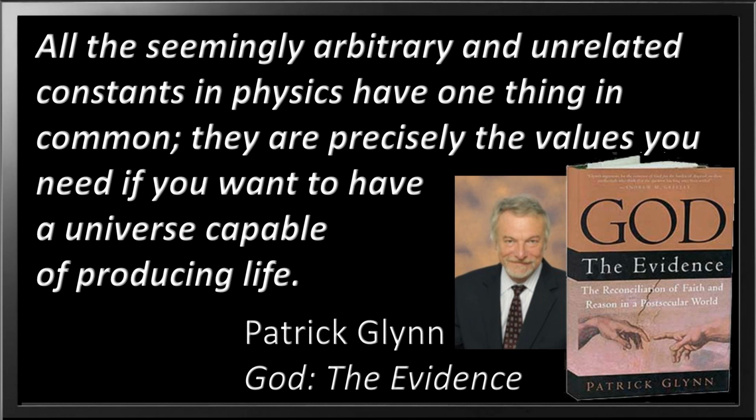Patrick Glynn, in the book God Evidence, says, all the seemingly arbitrary and unrelated constants in physics have one thing in common. They are precisely the values you need if you want to have a universe capable of producing life. That's what seems to be in common with all these things. If you were looking for a commonality, that's it. They have to be exactly what they are in order to produce life. That's me and you, and every other form of life we have on this continent.